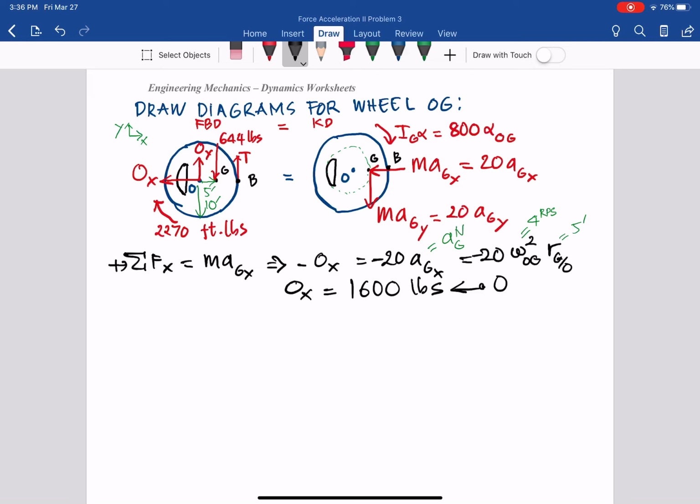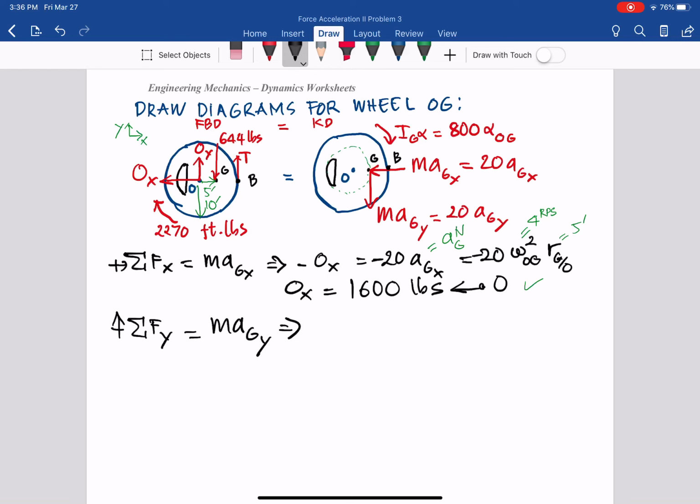Now we have another equation. We don't name that equation because we already found the OX. So don't number that equation. So move on to the next one. Sum of all the forces in the Y direction equals M AGY, right? So that down here.